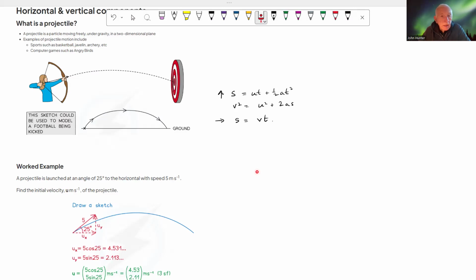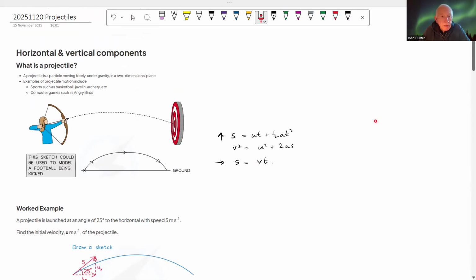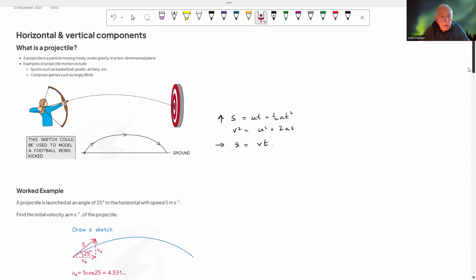Okay, this is a video about projectiles. Let's have a look. This kind of assumes that you know about SUVAT equations, and what we've got with projectiles is basically applying SUVAT equations in two dimensions. But it's a particular kind of problem, because the upward direction is constant acceleration, and the horizontal direction, generally speaking, exhibits no acceleration at all.